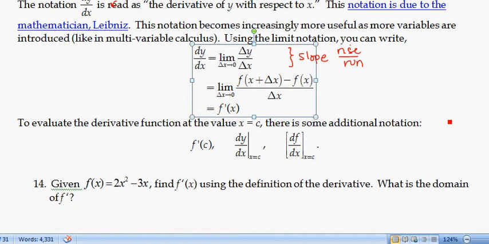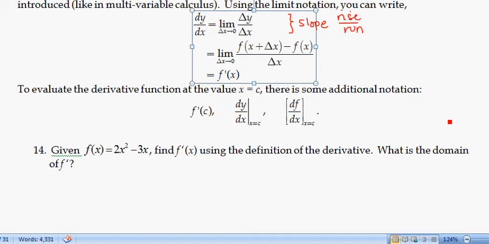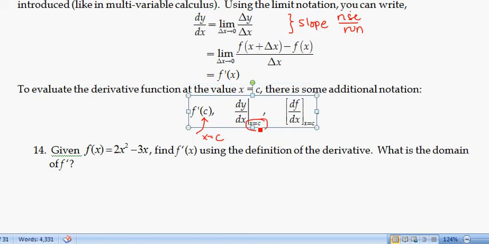Now, if you want to look at the notations for what we have at a particular point, if I want to look at the derivative at some x value c, I can just evaluate the slope function at c. Or if you're using Leibniz's notation, we usually use some sort of straight bar or brackets with the value where we're evaluating it written down as a subscript.